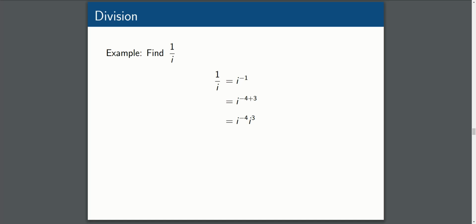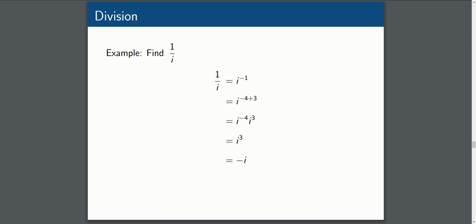Use the rules of exponents to split that up. And then we know that anytime we have an integer multiple of 4 up in the power, that just is 1. Leaving me with i cubed, and the last step, that's equal to minus i. So I wanted to do this problem using this method to remind you about integer powers of i, something that we talked about last time.